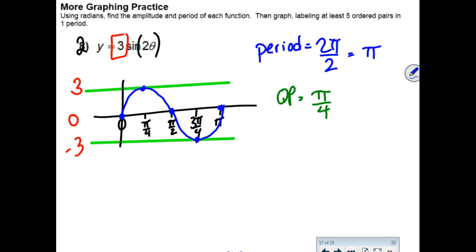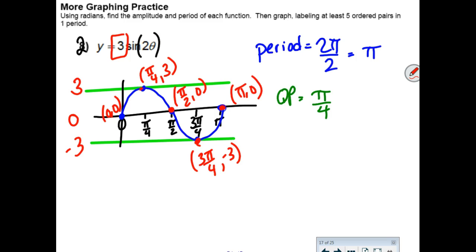What are these ordered pairs? 0, 0, pi over 4, 3. What's this guy? Pi over 2, 0, good. 3 pi over 4. Negative 3, thank you. And pi, 0. Whew. Lovely.